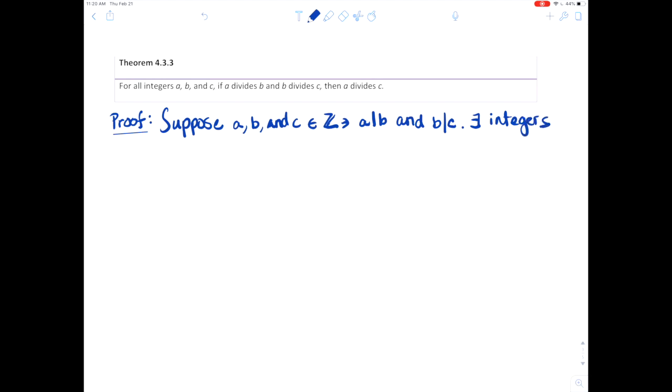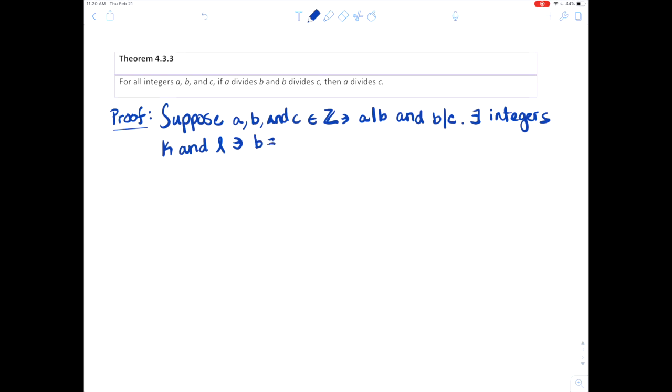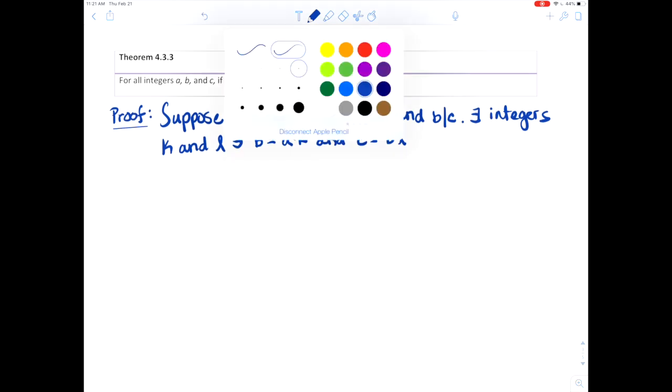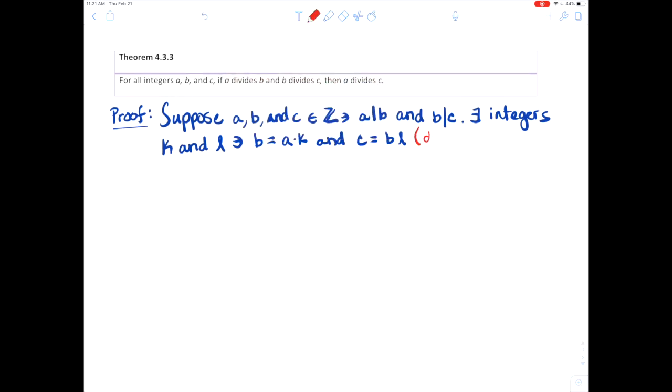I'm just going to call them k and l, such that b is equal to a times k. That's from a dividing b. And what else would I say next? Beautiful. c would equal b times l. And that's by definition of divisibility.